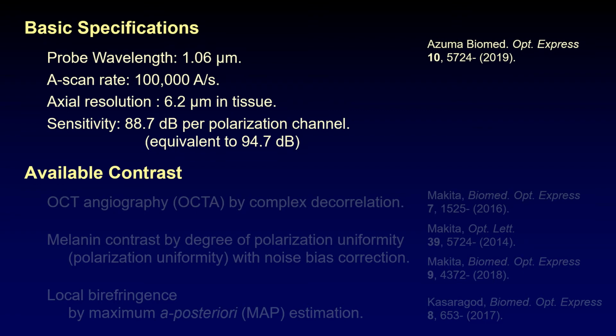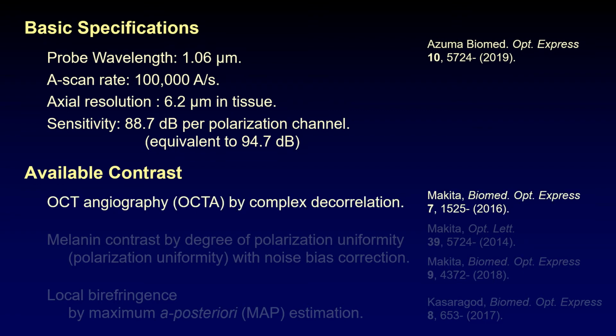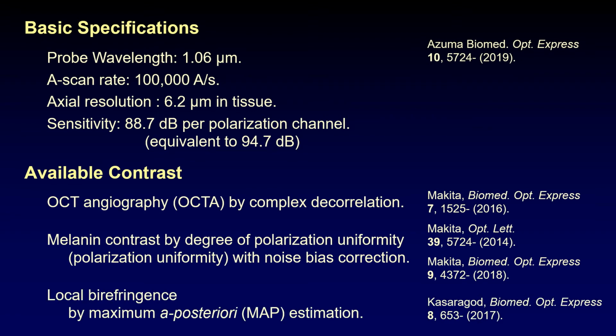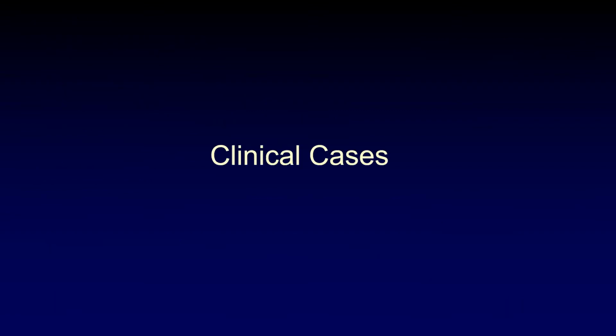There are three contrasts available in addition to standard OCT. The first one is OCT angiography, OCTA, which is computed by using a complex decorrelation algorithm. The second one is a melanin contrast, which was computed by using the degree of polarization uniformity algorithm, or in short, the polarization uniformity algorithm. The third one is local birefringence, which was computed by using a maximum a posteriori estimator. Let me show some example cases.